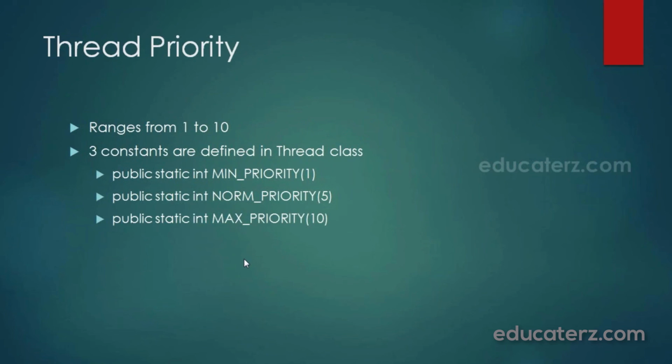So we have thread priority, which ranges from 1 to 10. We basically have three constants called MIN_PRIORITY, NORM_PRIORITY, and MAX_PRIORITY. All are public static int. MIN_PRIORITY has a value of 1, NORM_PRIORITY has 5, and MAX_PRIORITY is 10.